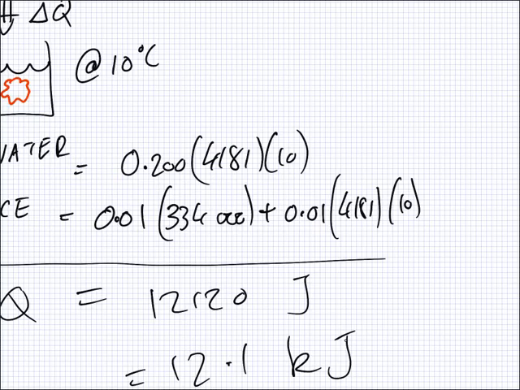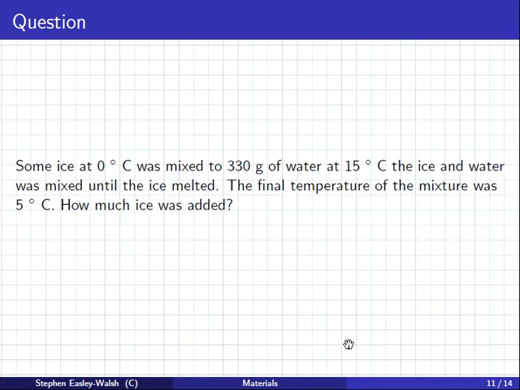Right, now, that's the next one. Some ice at 0 was mixed to 330 grams of water at 15. The ice and water was mixed until the ice melted. The final temperature of the mixture was 5. How much ice was added?